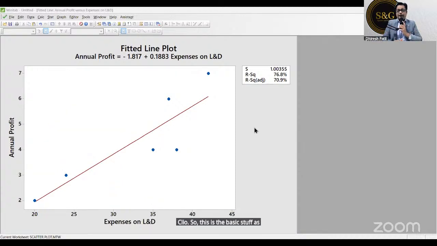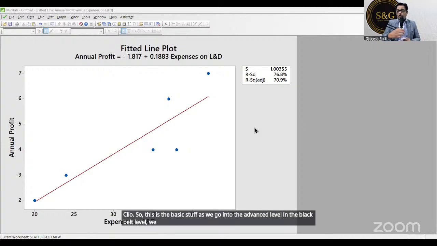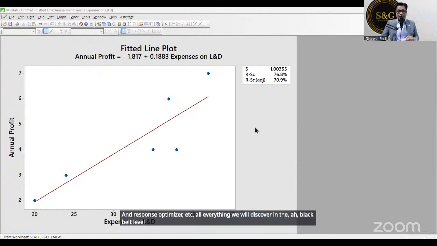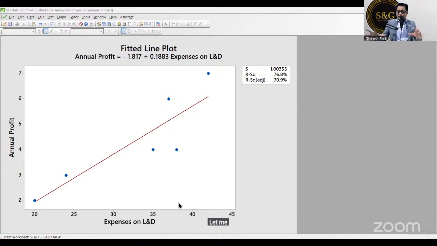As we go into the advanced level, in the black belt level, we will learn the cubic equation, quadratic equation, the curvilinear regression, etc., and there are various other forms, and response optimizer, etc. Everything we will discover in the black belt level. This is the basic stuff which is covered in the green belt level. Once we do this analyze part, then we go to the improve phase to identify the solutions for our challenges, for our root causes.